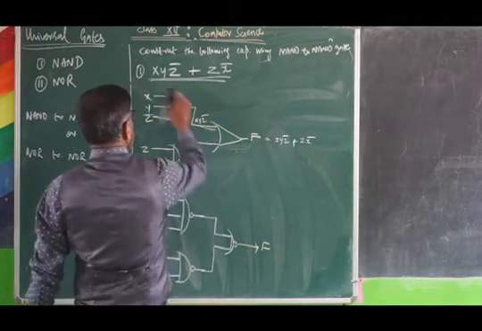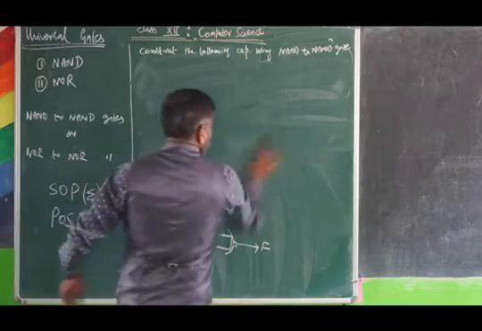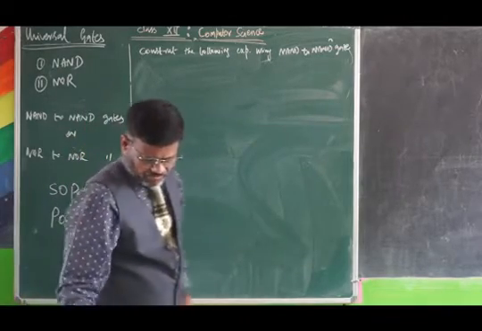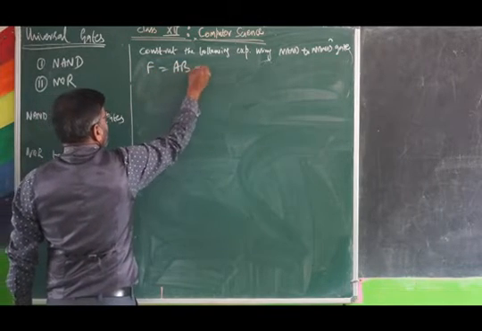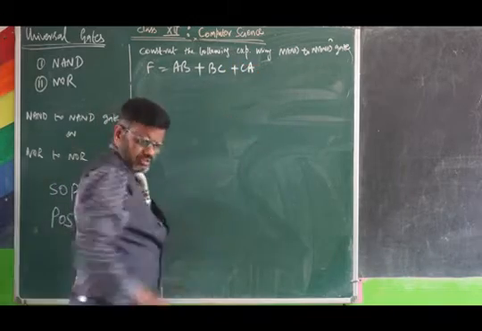Here I will change the expression. Second example we shall do. Same NAND to NAND gate. Here is a function f, where f equals AB plus BC plus CA.